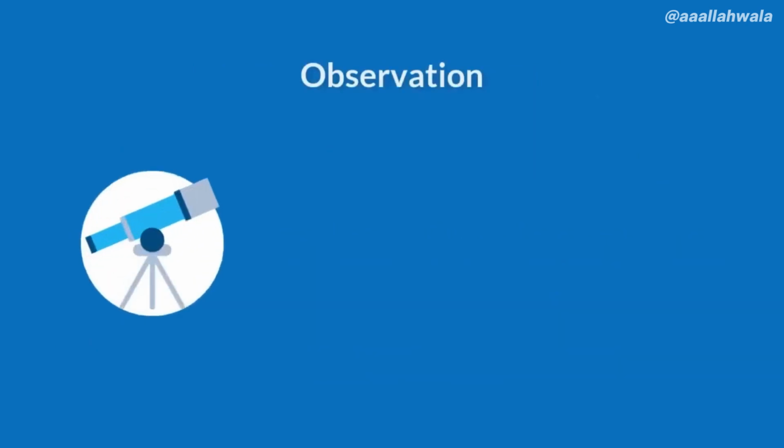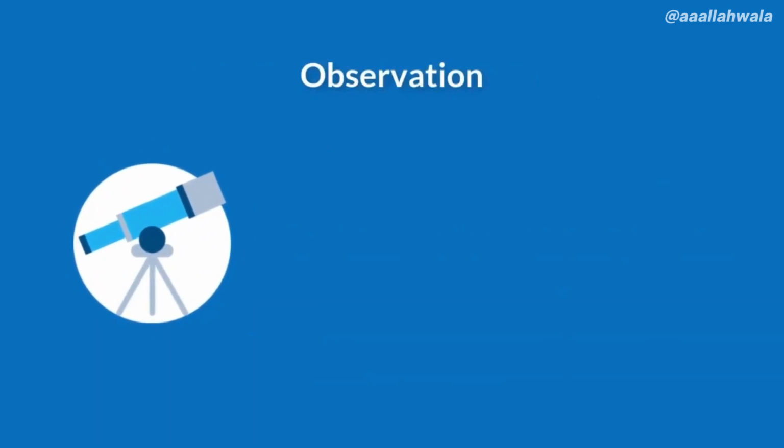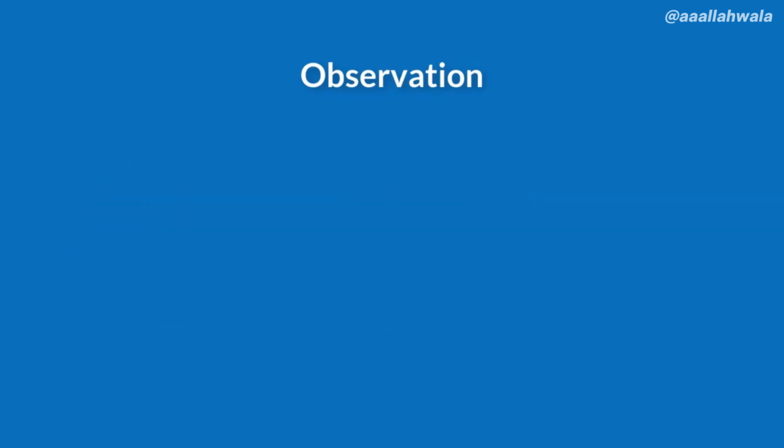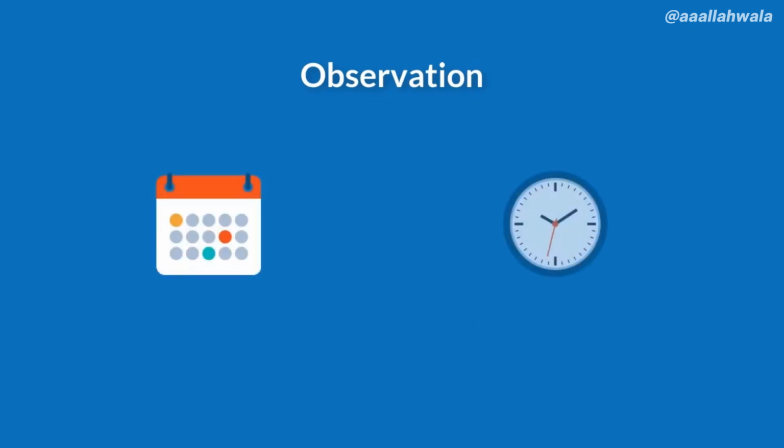An alternative to experimentation is observation. In an observational study, no intervention is made. The researcher simply observes some factor of interest and collects data on what happens. For example, the bank could use observation to identify if waiting times in their branches are longer on particular days or at particular times of the day.